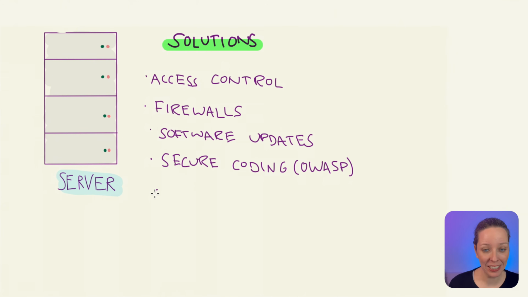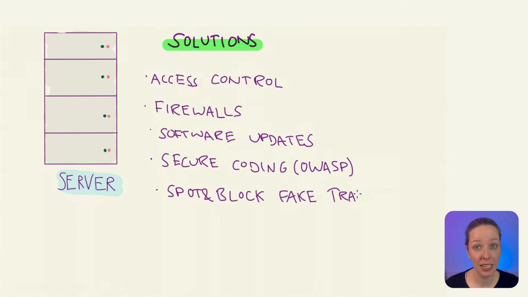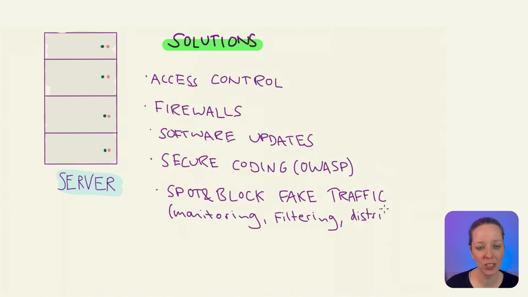To protect against DDoS attacks, we use smart tools to spot fake traffic and block it before it reaches the server. We also spread incoming requests across multiple servers, so no single server gets overwhelmed, and limit how many requests each device can actually send.